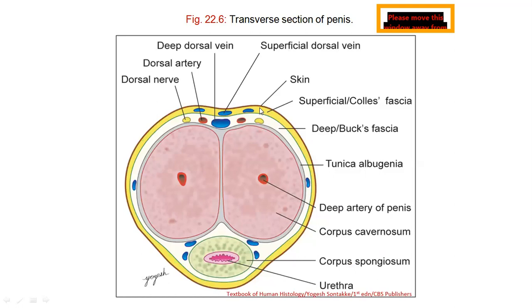If you see in order, the outside covering of the penis is skin. Below the skin, we have the superficial fascia, that is Colles fascia. Then we have the deep fascia, also called Buck's fascia. Within the superficial fascia area, we have the superficial dorsal vein. Then in the deep fascia area, we have the deep dorsal vein, dorsal artery, and dorsal nerve. Then there is the corpus spongiosum area where we have the urethra. Within the cavernosa, we have the deep artery of the penis.